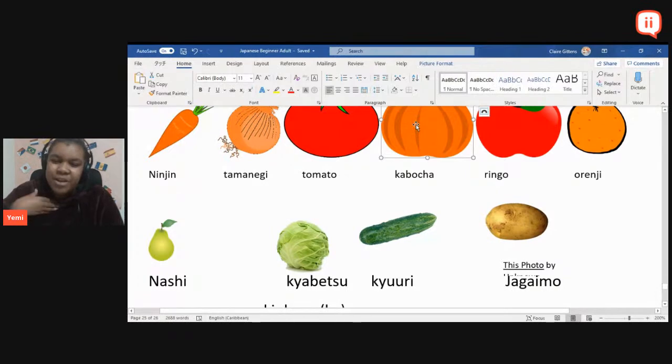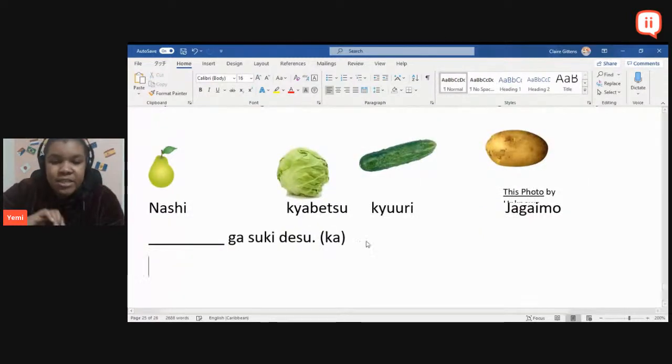Okay. Watashi wa nashi kana. Nashi ga suki desu. Okay. Let's try buying these fruits in a small store. So you have to ask the person for the fruits. Okay. So I'm going to write a little conversation.